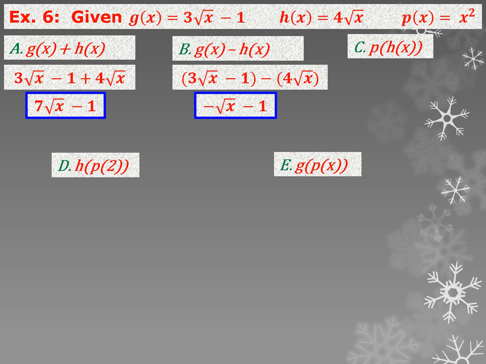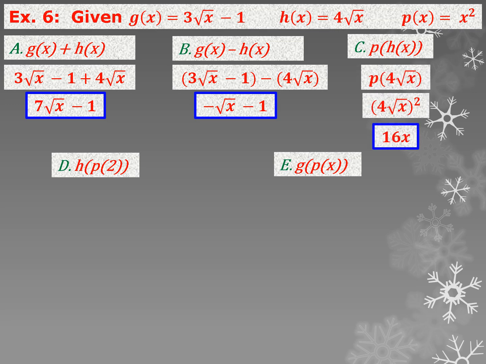Now, p of h of x. That means I'm going to take h of x, and wherever there's an x in p, I'm going to sub in 4 square roots of x. So that becomes 4 square roots of x squared. Now remember, you square the 4 and the square root. So 4 squared is 16. The square root of x squared is x.